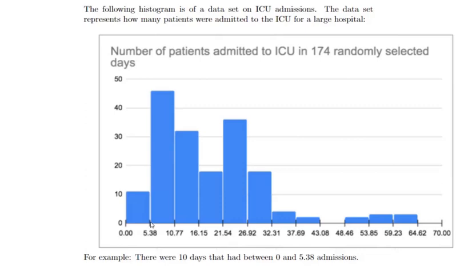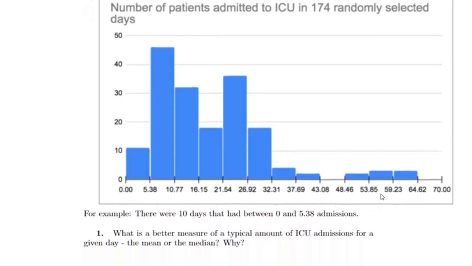And of these 174 randomly selected days, there was between 5 and 11 patients. There was 45 days where they had somewhere between 5 and 11 patients. So there were like 1 or 2 days where they had a ton of patients, like 62, 63, somewhere between these two numbers. And there was also like 2 or 3 days where they had between 54 patients or 59 patients or somewhere in between in their hospital. So there's a couple of really big days. So it's skewed, right? It's skewed to the right because of these outlier days.